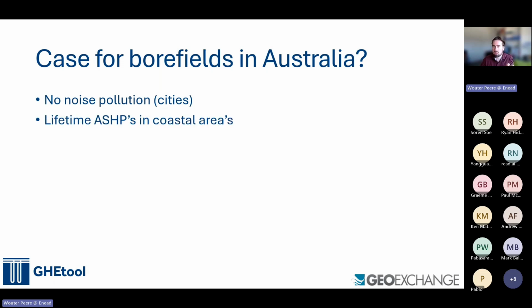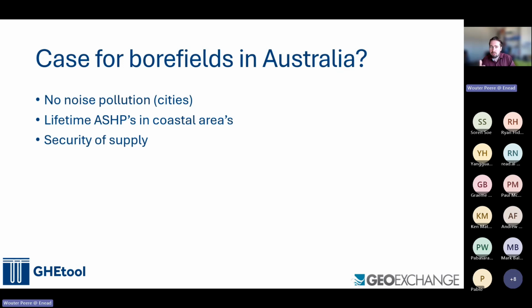Also, in some regions of Australia, the coastal regions, the lifetime of air source heat pumps is not that great. The sea has sea salt. The sea salt comes into the air, and it's a really aggressive environment for the air source heat pump to be in. It corrodes its heat exchanger, etc. So the lifetime of air source heat pumps is not that great in some areas.